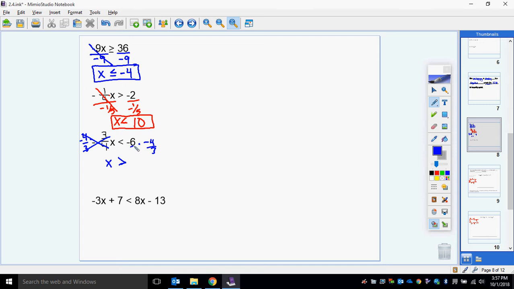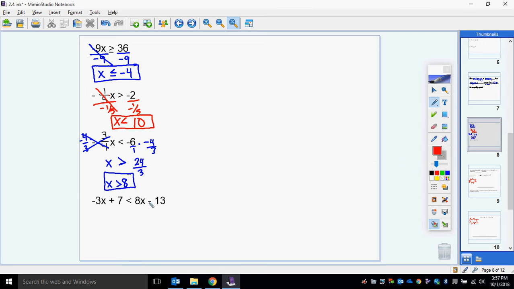Now this is like multiplying two fractions. Remember, when you multiply fractions, you multiply straight across. So -6 times -4 is a positive 24, and 1 times 3 is 3. I can simplify this further because 24 divided by 3 is 8.